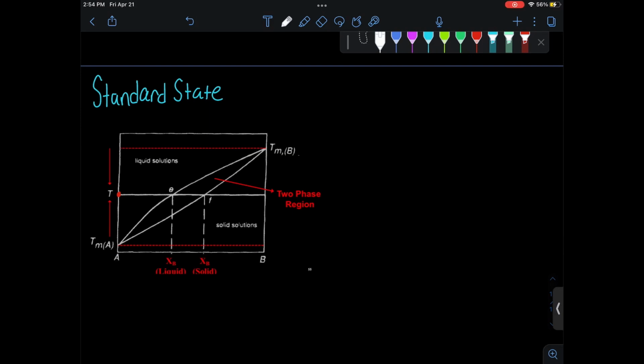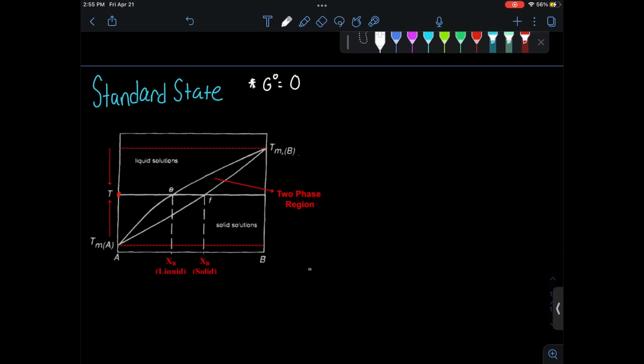Well, a standard state is what we measure the Gibbs free energy to be at zero. Our standard state, we're choosing for some phase to be at zero while we go and try to develop our mixture.